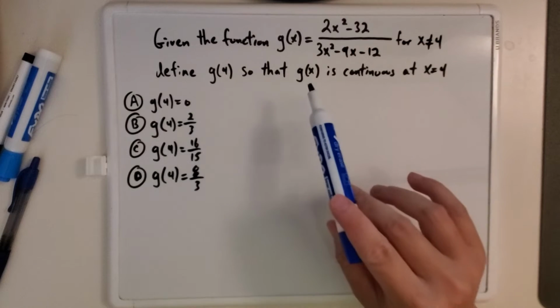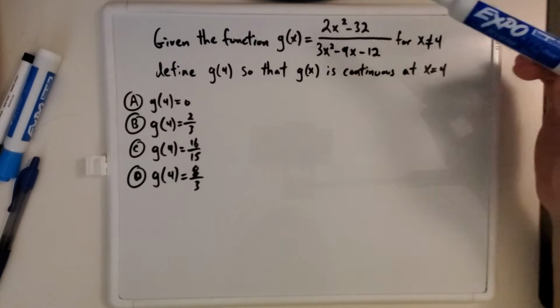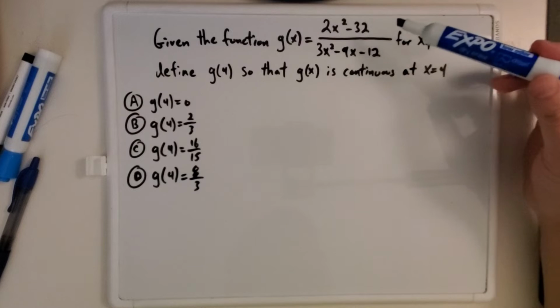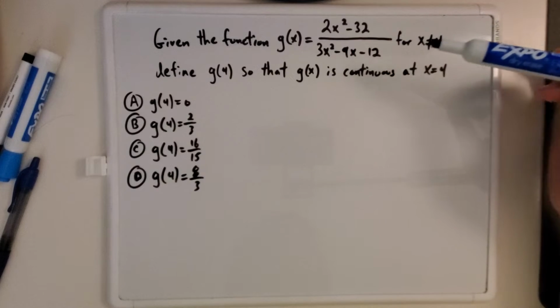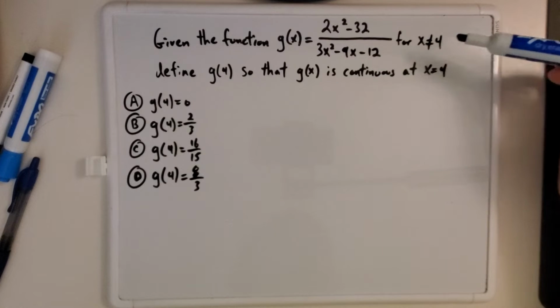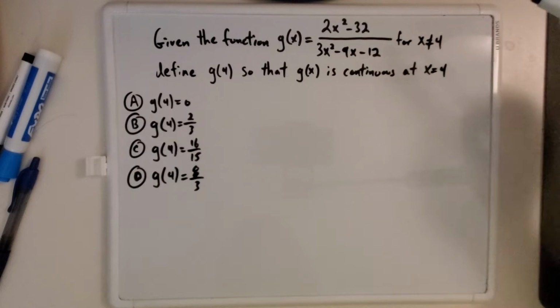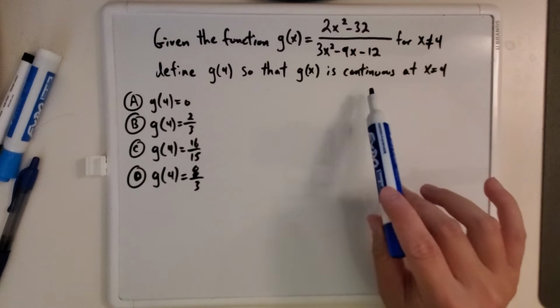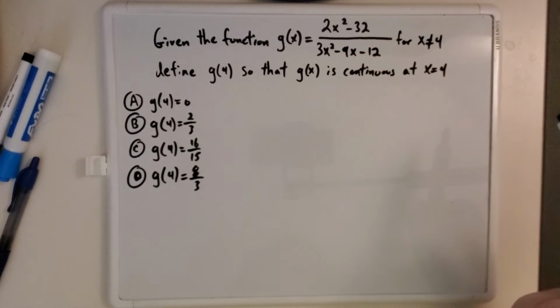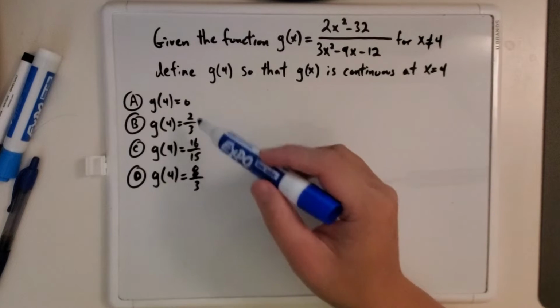Given the function g of x equals 2x squared minus 32 all over 3x squared minus 9x minus 12, for x cannot be 4, define g of 4 so that g of x is continuous at x equals 4. Here are our choices.